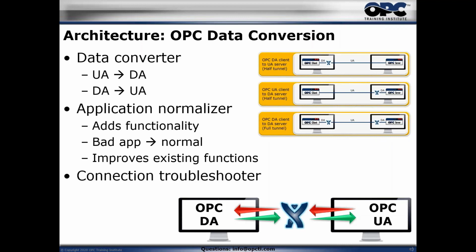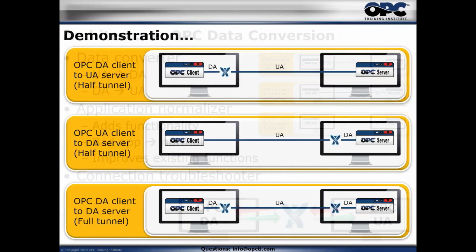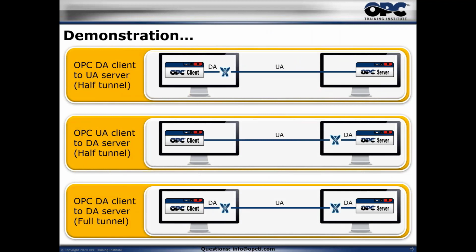Of course, it can also be a connection troubleshooter. If you have a problem with the connection, this converter will actually log communication. It will log failures. If you have network failures, application failures, it'll actually log all of these in its log file. So let's do a demonstration, and I'll show you how this stuff actually works. So again, what I'll begin with is a DA client connecting to a UA server. And then I'll show you a UA client connecting to a DA server.